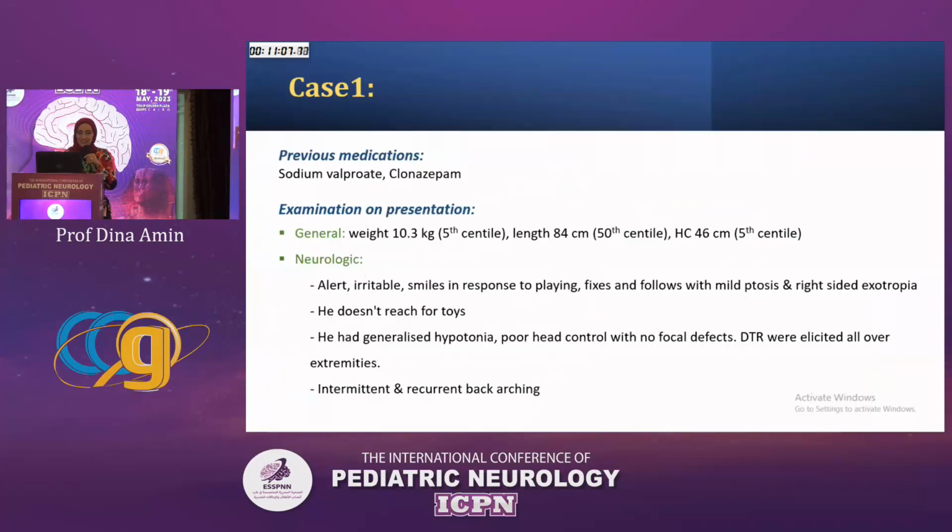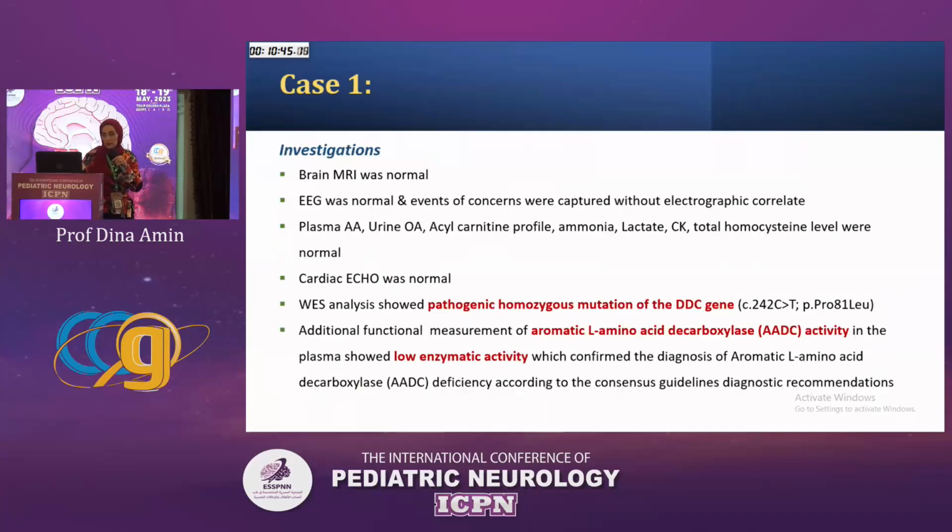So this is the medication that he has been receiving. He has failure to thrive. He's alert, irritable, and he was responding to playing in between these events. He can fix and follow. He has mild ptosis and right eye exotropia. He has examination significant for generalized hypotonia, poor head control. His reflexes were brisk all over, and he has daily events as seen in the video.